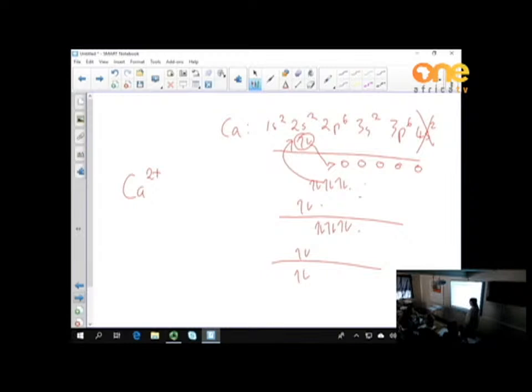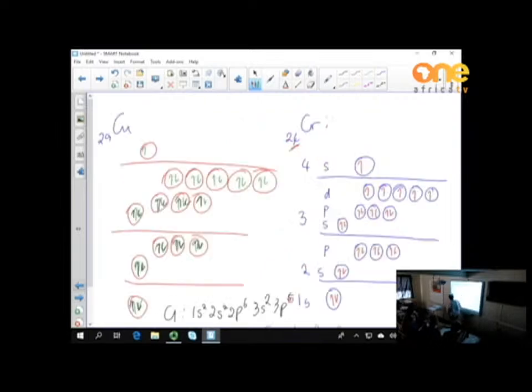They won't ask it of copper because it involves something called hybridization that you don't do at all. Yeah, 4s1. Yes. No, 10.